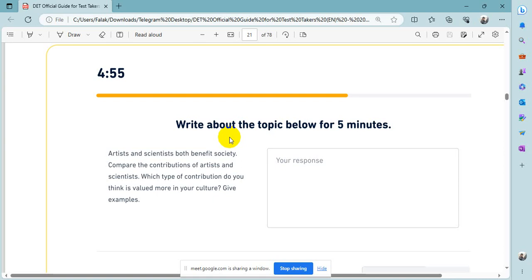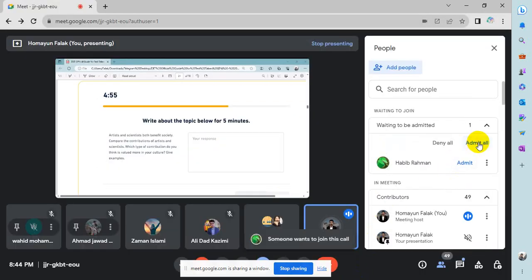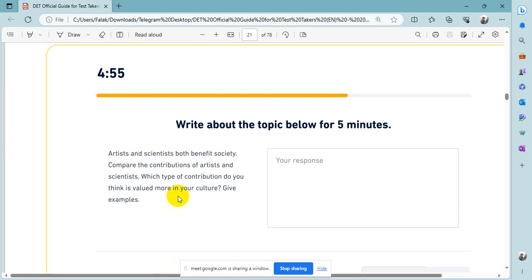Artists and scientists, two categories of people in society. Artists are busy in artistic things like drawing, like painting, like music, like a lot of other things that are connected to art. But scientists are another group of people that basically do scientific work, they discover things, they make things, they research about things. So this category of people are called scientists.